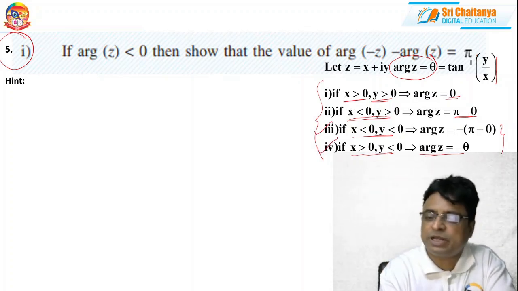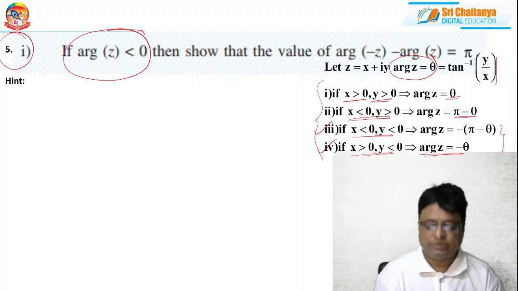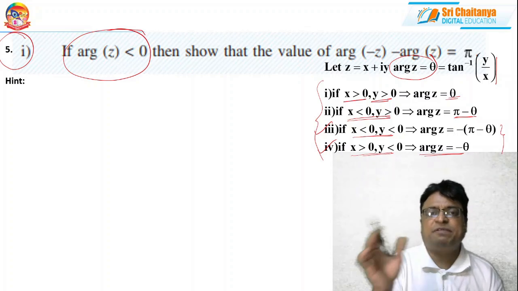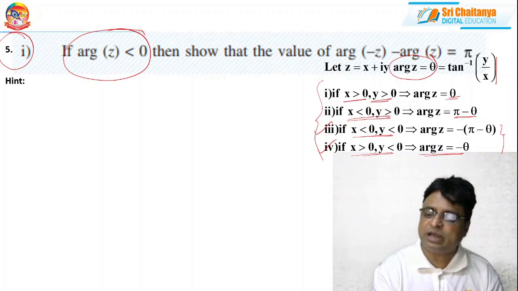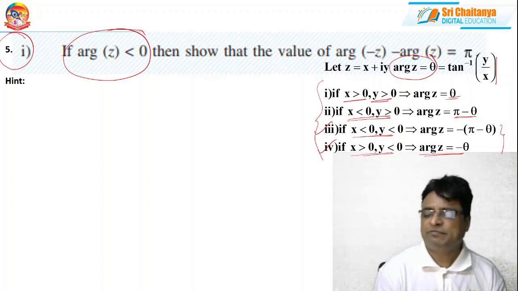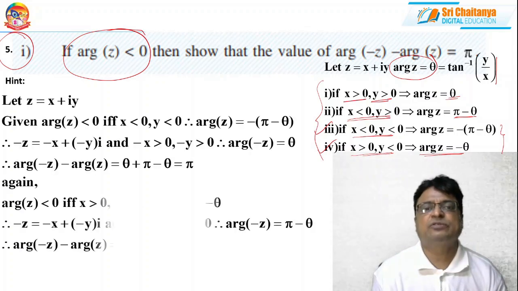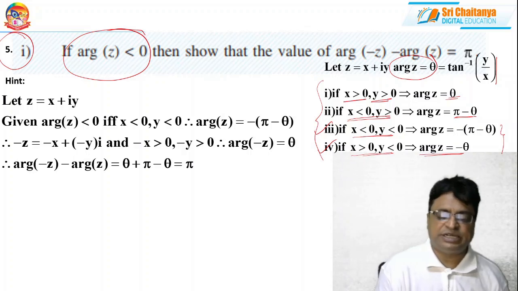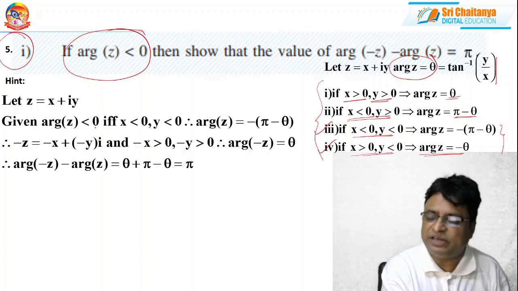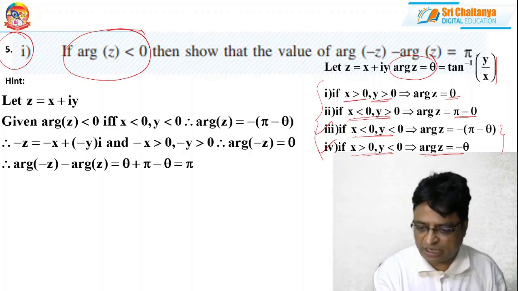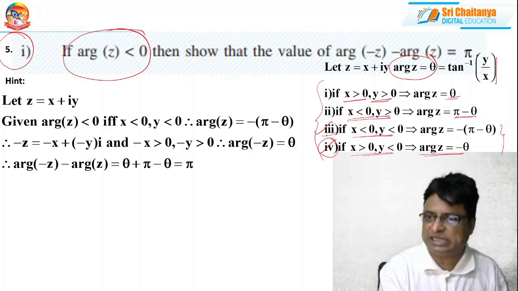Why am I very particular? Because this is given here. Suppose the argument of the complex number is negative, then what would be the value of argument of minus z minus argument of z? That is the question. Forget about whether it is pi or 0 or something, we have to calculate. For that, suppose let z is equal to x plus iy. This is my complex number, and here the argument of z is negative. So it may exist under case number 3 or under case number 4.